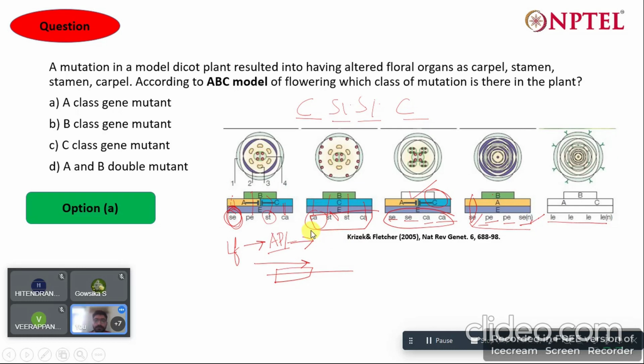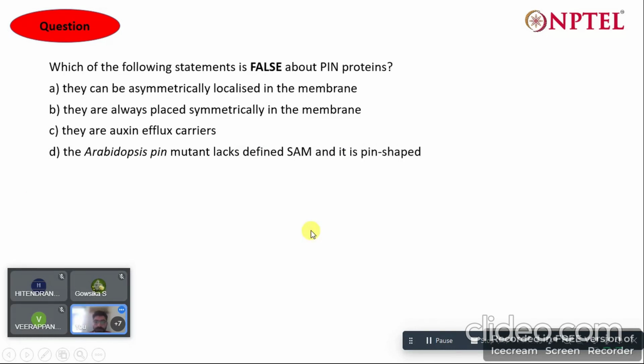If not, then we are moving to the next question. Which of the following statements is false about pin proteins? The options are: they can be asymmetrically localized in the membrane, they can always be placed symmetrically in the membrane, they are auxin efflux carriers, and the last one is: the Arabidopsis pin mutant lacks defined shoot apical meristem and it is pin shaped. Can anyone guess the answer?